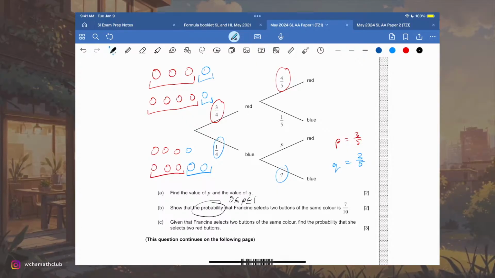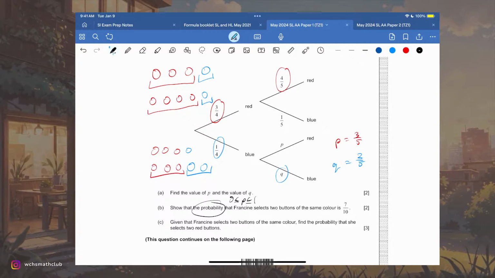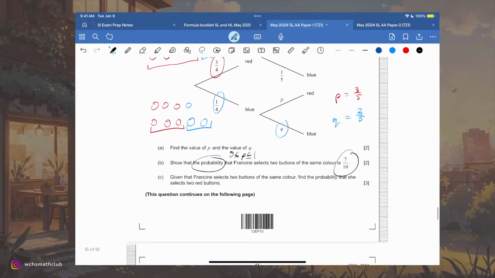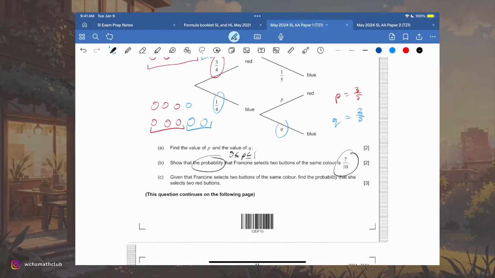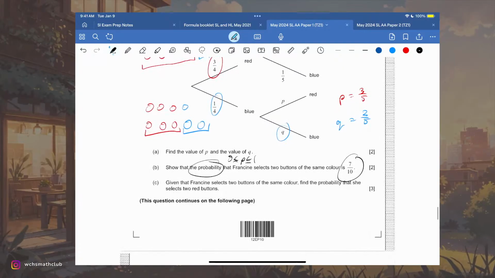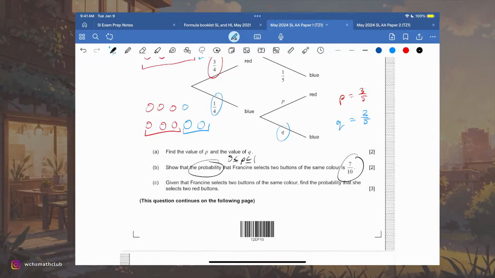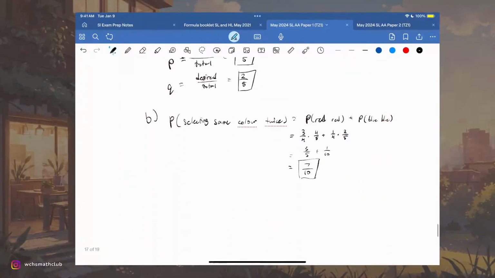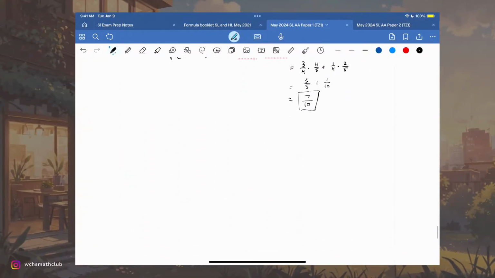So as we showed earlier in part B, the probability that you select two colors that are the same in the first place is 7 over 10. Okay, and so given that this 7 over 10 probability occurs, find the probability that it's actually the two red buttons that's the event that actually occurred. So let's see how this makes sense on paper.